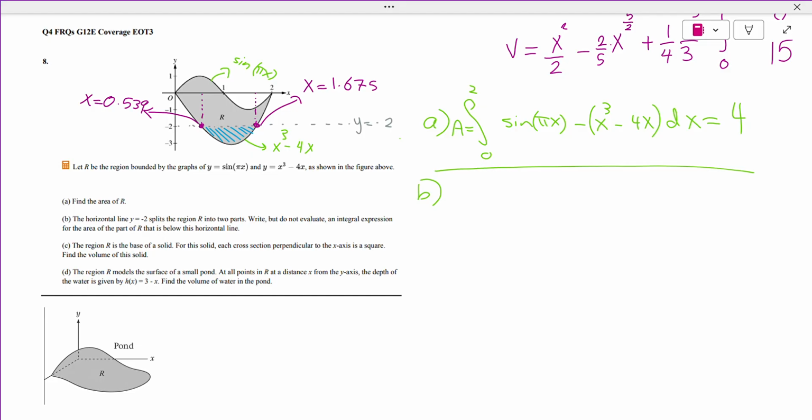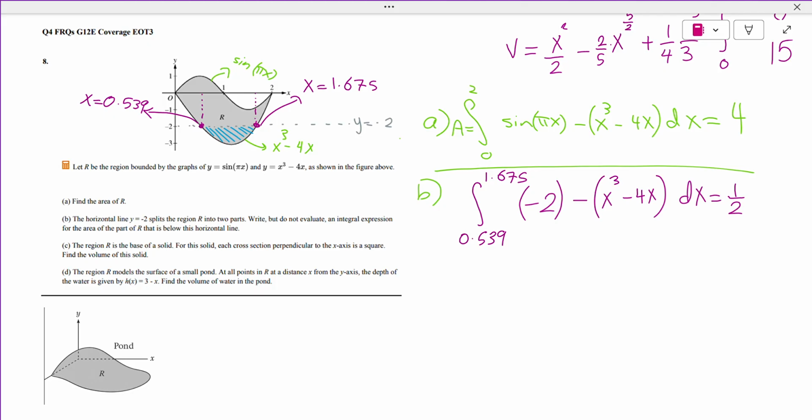So for this part, we have the integral from 0.539 to 1.675. Now the upper function is minus 2 minus the lower function, which is the cubic function, x cubed minus 4x. Put it in a bracket, okay? This is upper minus lower dx.